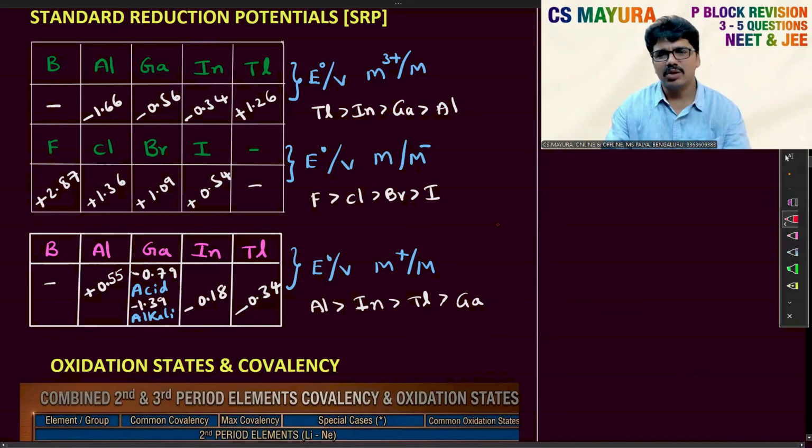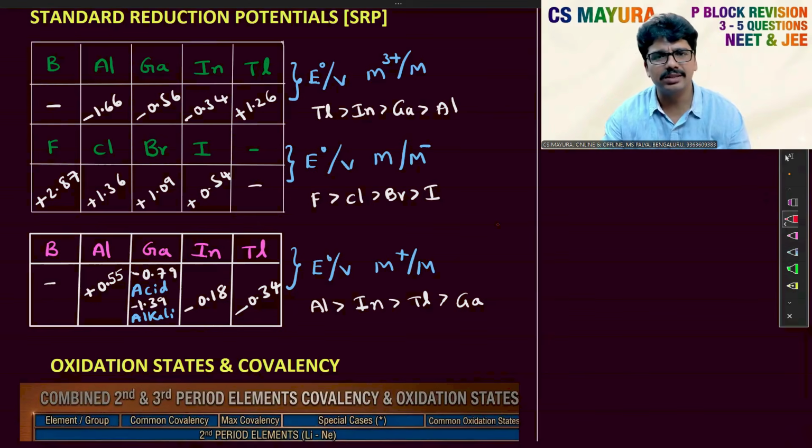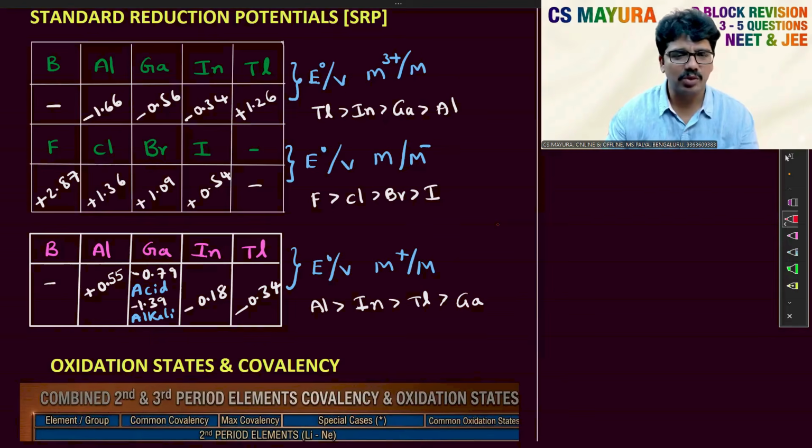So what is standard reduction potential? The tendency of an element to get reduced is standard reduction potential. The tendency of an element to get oxidized is standard oxidation potential. According to IUPAC, only standard reduction potentials are followed. We don't discuss oxidation potential values. We know that SRP is equal to minus SOP, or SOP is equal to minus SRP. We can convert like this. But while we are explaining the concepts, we are following only standard reduction potential values.